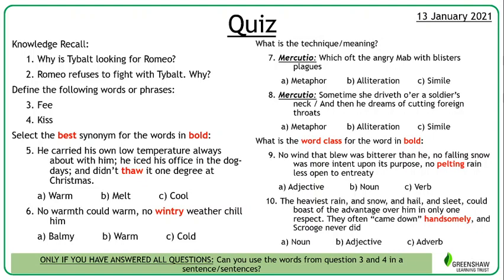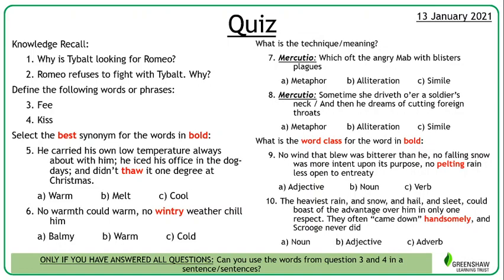The heaviest rain and snow and hail and sleet could boast of the advantage over him in only one respect. They often came down handsomely, and Scrooge never did. The word handsomely, is it A, a noun, B, an adjective, or C, an adverb? Pause the video to make sure you have completed the quiz.